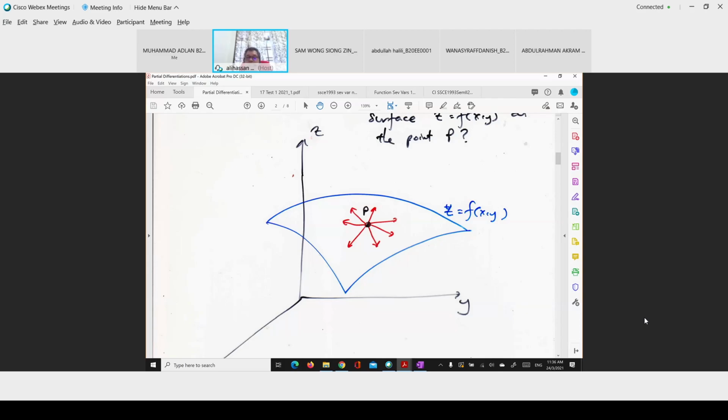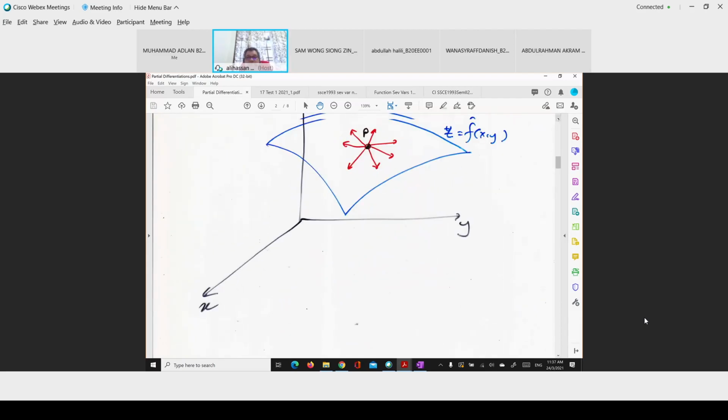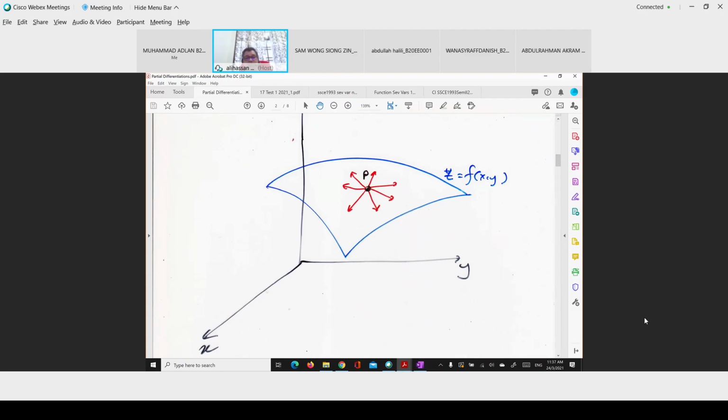Just like when you are climbing a mountain, when you reach a point on the mountain and you look around, the slopes of the mountain vary, isn't it? Depending on the direction that you are looking. So to answer this question is in general very difficult because it depends on which direction you want to determine the slope. So there is a general formula to determine the slope that depends on the direction. You need to know something about vectors later on.